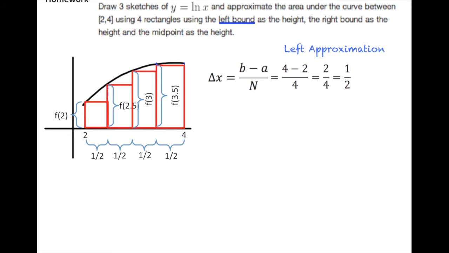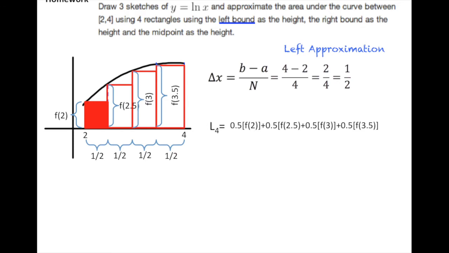So now I can find the area underneath the curve, well, an approximation for the area underneath the curve. And I'm going to use my left approximation, so that's the L of 4. And so the first rectangle is going to be 1/2 times f of 2, right? Base times height. And then all the other rectangles are going to go from that. So you'll see 1/2 f of 2 plus 1/2 f of 2.5, that's the area of the second one, plus 1/2 f of 3, which is the area of the third, and then 1/2 f of 3.5, which is the area of the fourth rectangle.